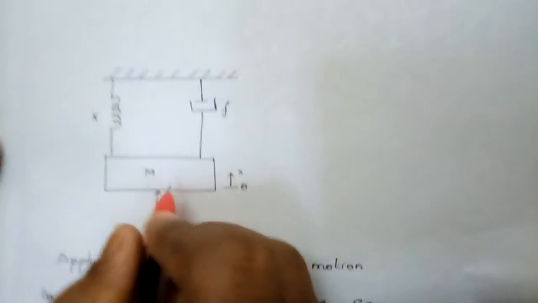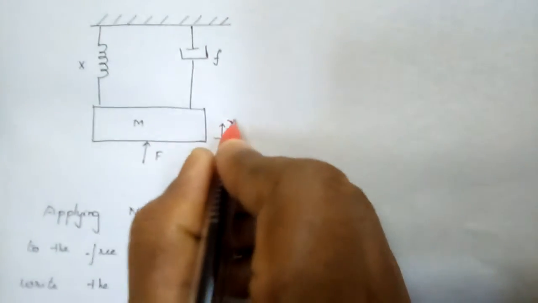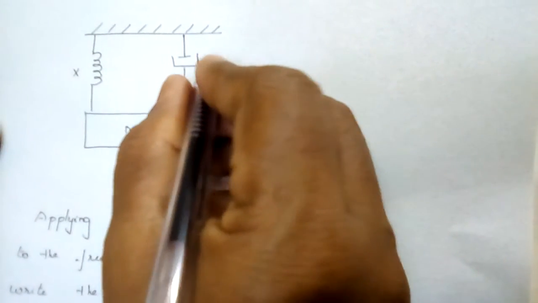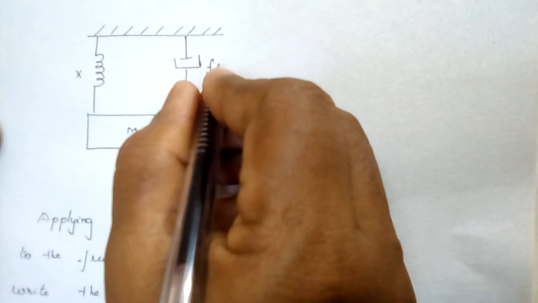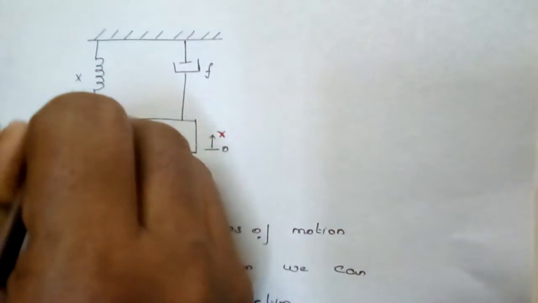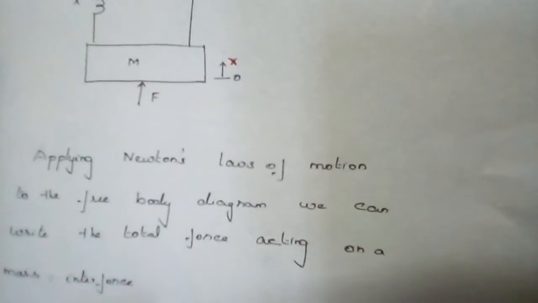It consists of a mass m having a displacement x and exerted by the force F. This is the spring element x and the damper element F. You can also give the notation as K and B. Whatever be the notation, depending upon the notation, you try to write the force equation.